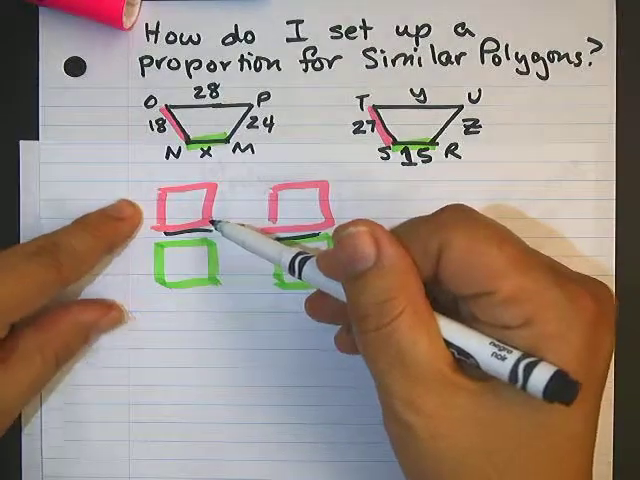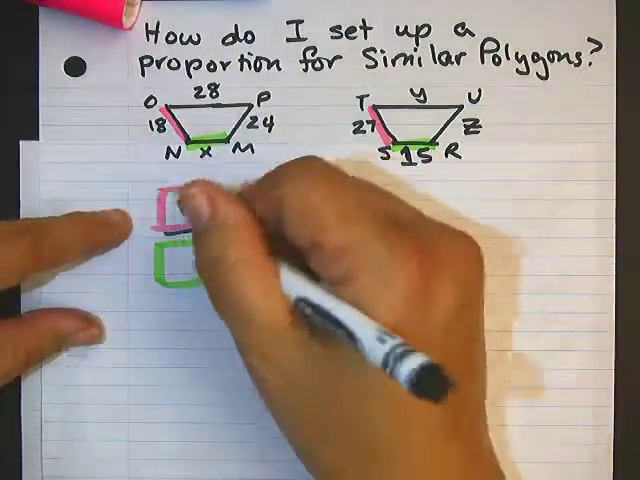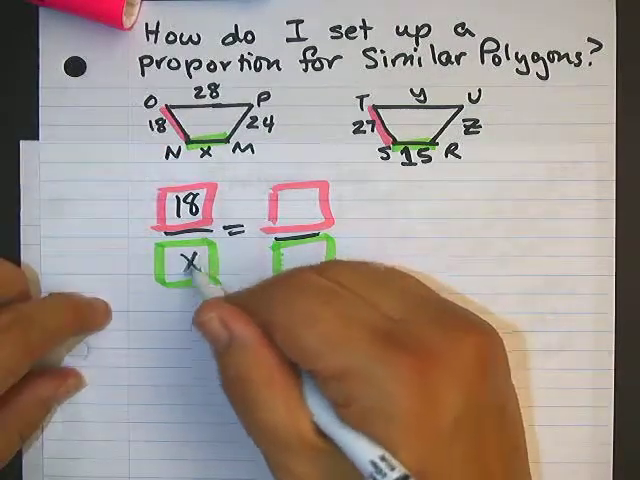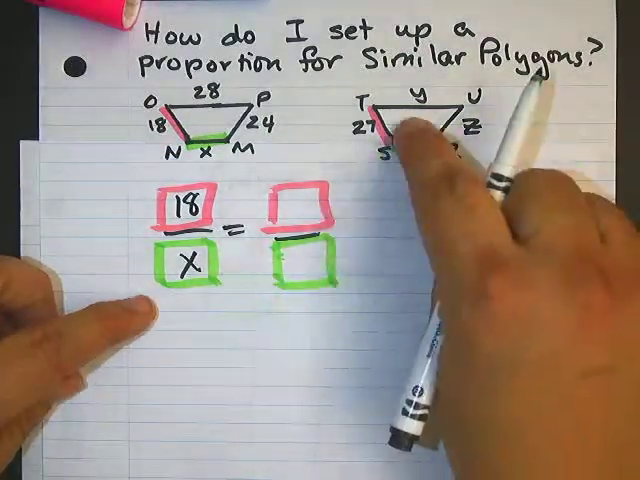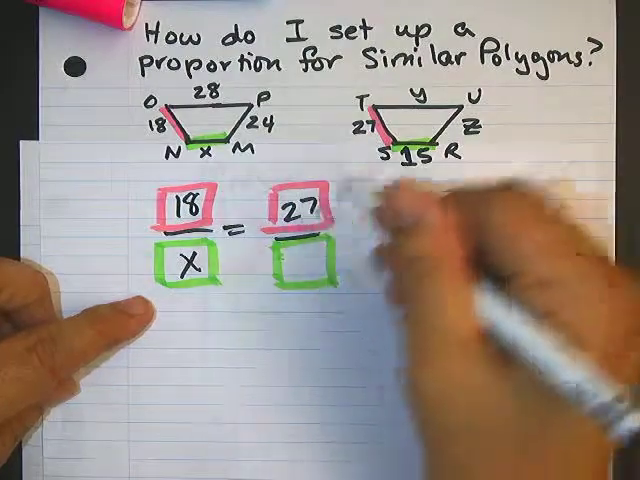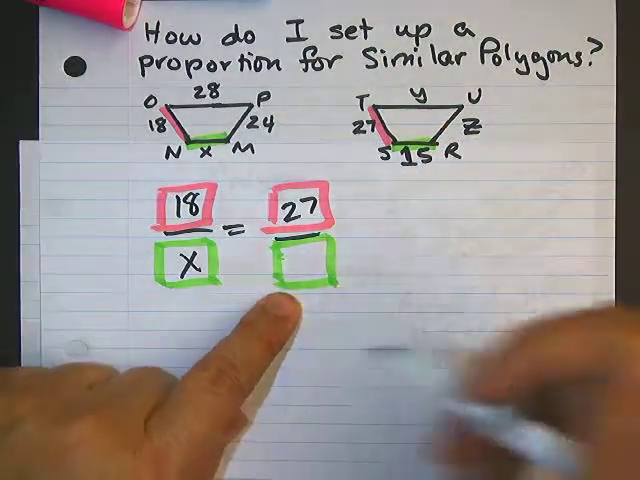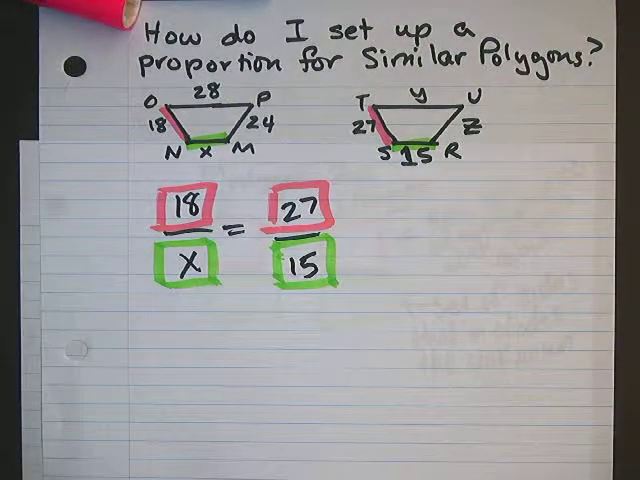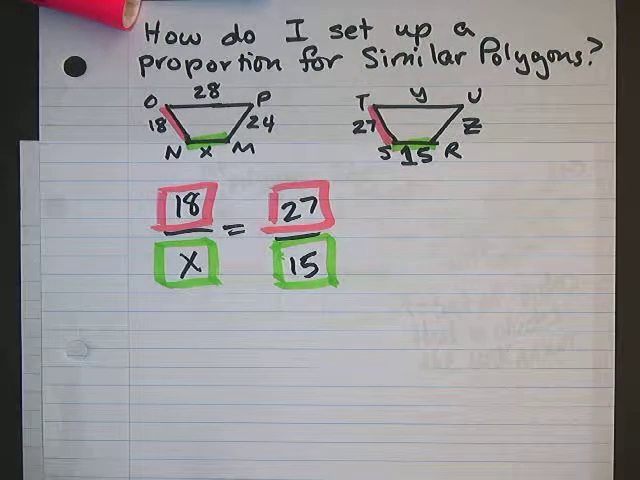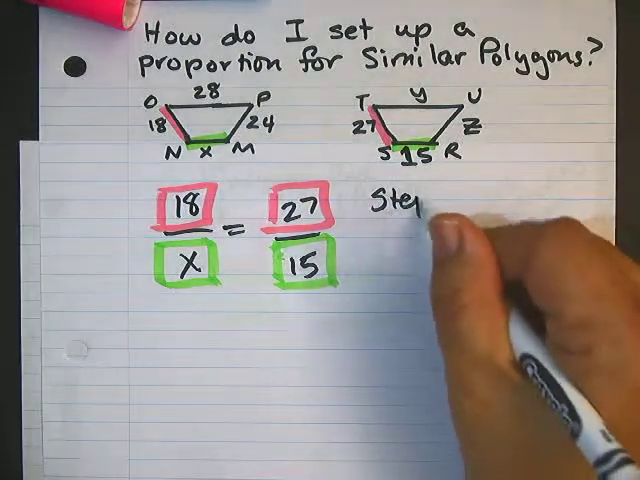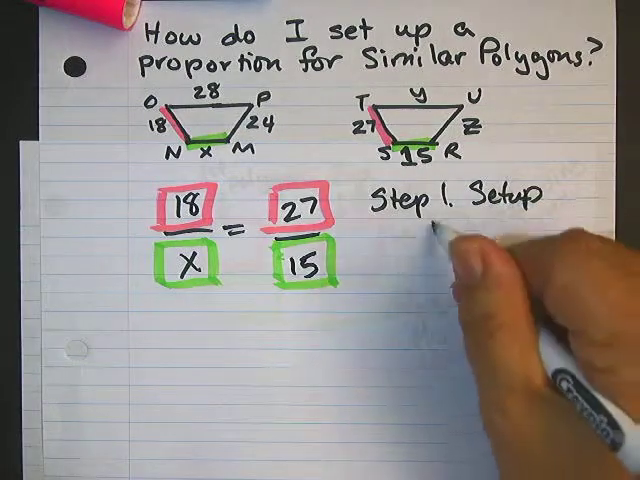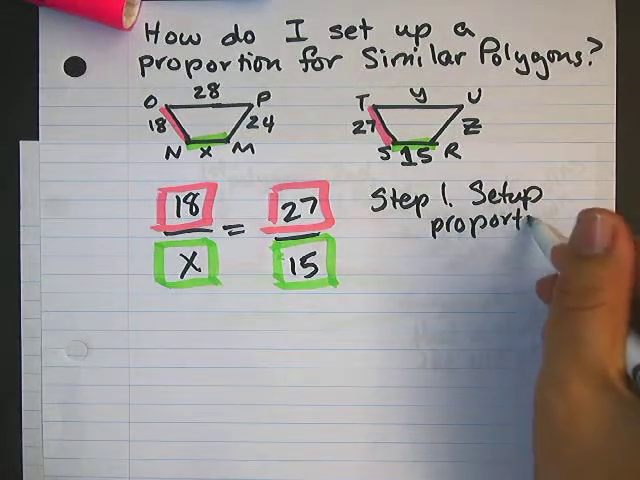All right? So this goes to the first polygon. All right? So what should go in that box? The thing that matches with it is the 18. What should go here? The X. What goes here? The 27. Sorry, I pointed up there first. And what goes here? The 15. So using the color coding on the sides and the boxes untangles your polygons to make it easy to write a proportional statement. So step 1 is set up proportion.